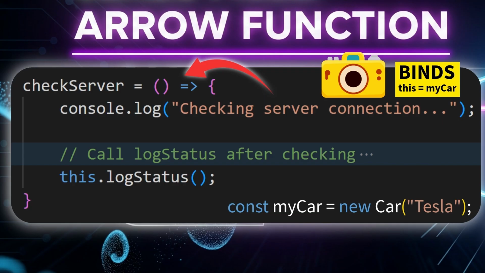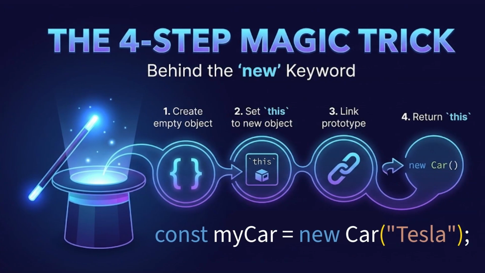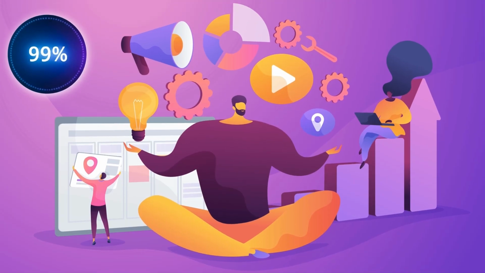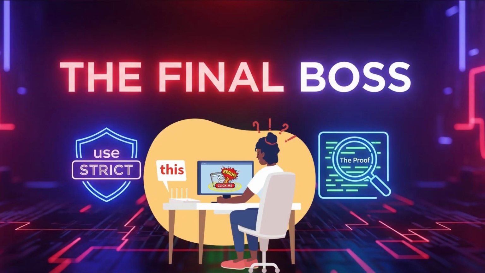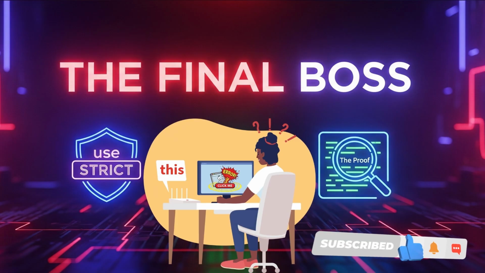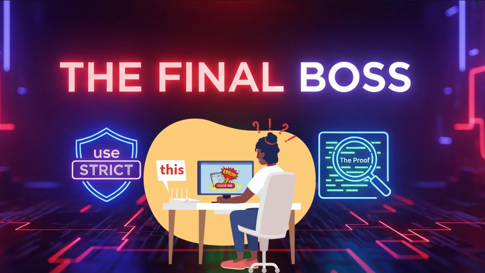And that's it. The magic of new is just 4 simple steps. You have now mastered objects, callbacks, special tools, and classes in the context of this. You have mastered 99% of this. So what's missing? What exactly is the final 1%? In our final video, we are taking on the final boss, the weird, tricky scenarios that bite even senior developers. What is the real difference between strict and non-strict mode, what happens when you nest arrow functions, and how do we prove scientifically that arrow functions are actually photographs?